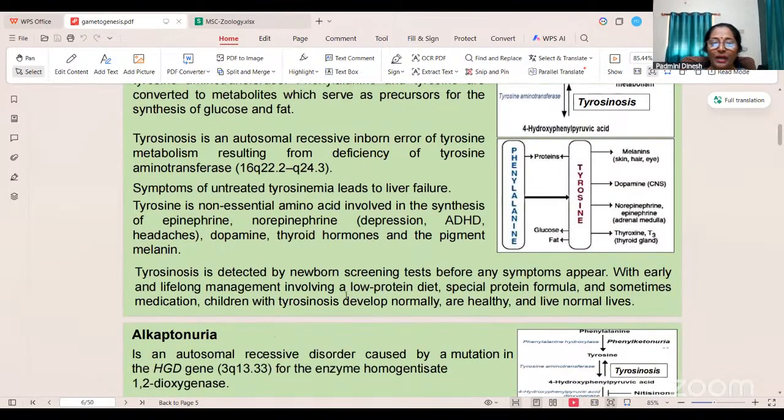And this also, screening can be done so that early intervention can lead to a better life, and the doctors can also prescribe a low protein diet because they are not able to break down the protein. So a low protein diet can be given, and some other protein formulas can be given so that the child stays healthy and lives a normal life.